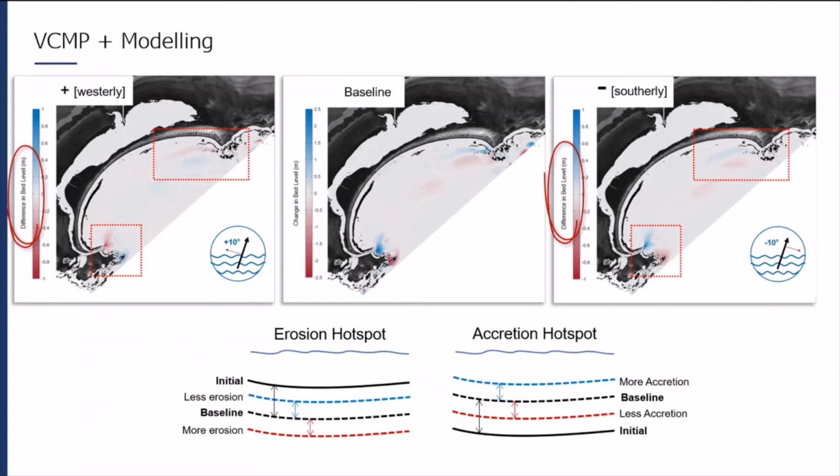So for an erosional hotspot, like Griffiths Island, if the map is showing a blue colour, it means that there has been less erosion occurring compared to under normal wave conditions. And if it is red, more erosion has occurred. For an accretionary hotspot, like Lighthouse Beach, blue means that more accretion has occurred compared to what occurs under a normal wave climate, and red means that less accretion has occurred.